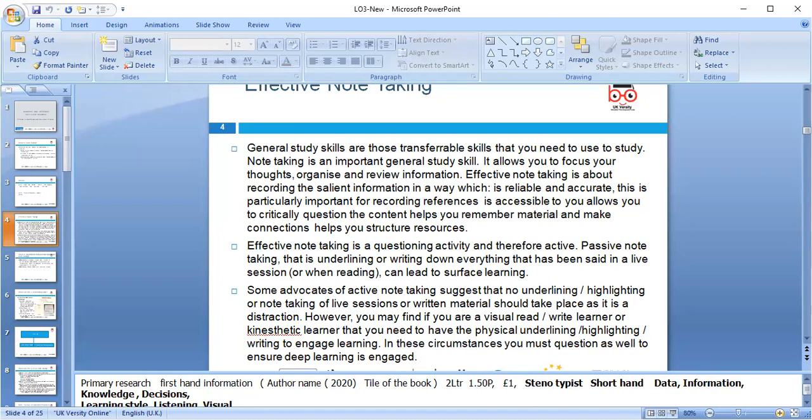Effective note-taking is a question of activity, so active rather than passive note-taking, not just writing down everything that is said in the session. Effective active note-taking techniques suggest understanding and highlighting. It is always good to type or write the keywords, and you can create little mind maps, which is quite good. We'll go through different note-taking techniques, like the previous lesson's key focus on primary research, secondary research, facts and figures, so you can make your notes.